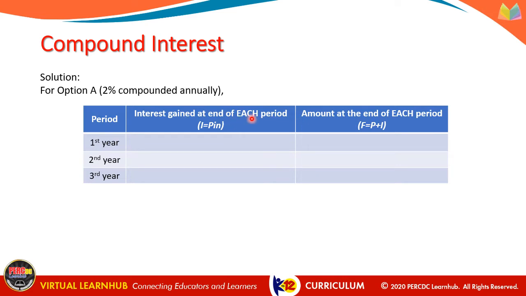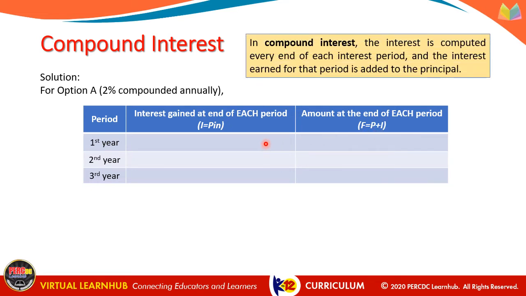Okay, at the end of each period, interest is equal to P times I times N. Okay? And then on the third column, we have amount at the end of each period. Future value is equal to principal plus the interest earned. We note that in compound interest, the interest is computed every end of each interest period, and the interest earned for that period is added to the principal.